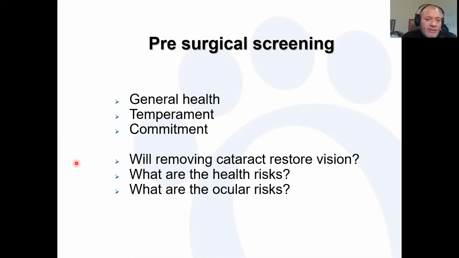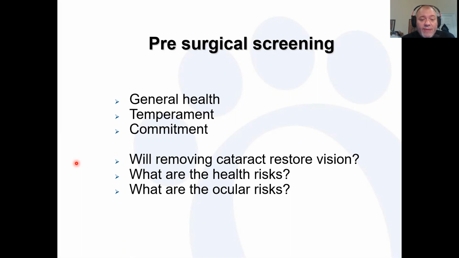And these are screening questions we can think of even before they come to us. Then we have to ask ourselves the most important question, I guess: will removing the cataract restore vision if the retina is dead? Removing the cataracts will not help. So we would never remove a lens from a blind eye in order to prevent lens-induced uveitis, for example. We would treat that medically until the eye needs to be removed.